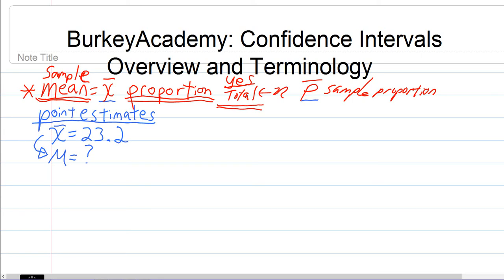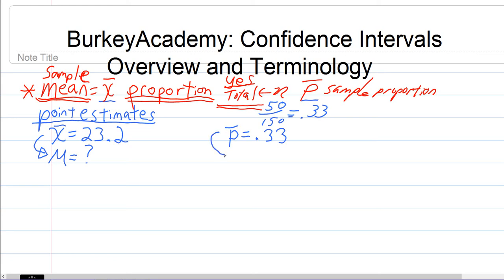Similarly, with the sample proportion, we could find that, for example, 50 out of 150 people in our sample, which would be a sample proportion of 0.33, have a master's degree, for example. So our point estimate, our one best guess as to what the true proportion of all people who have a master's degree would be, is that 0.33. But that's not the truth. That's not the real proportion of everyone.